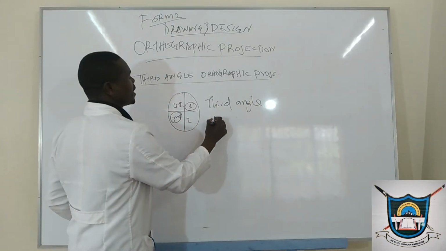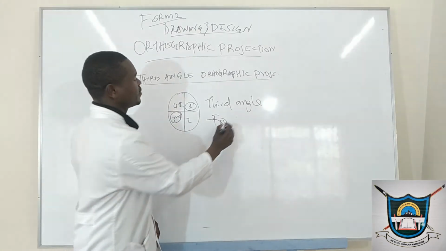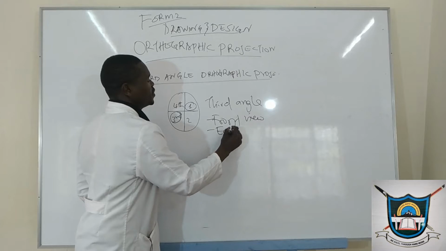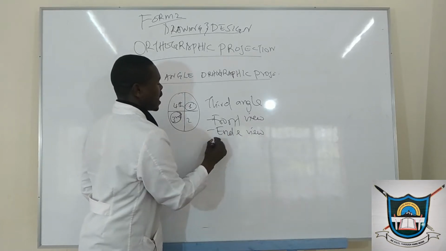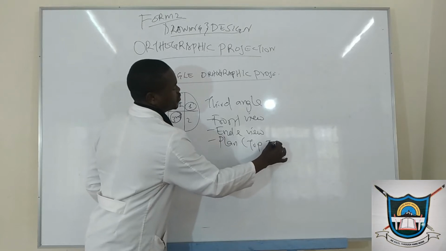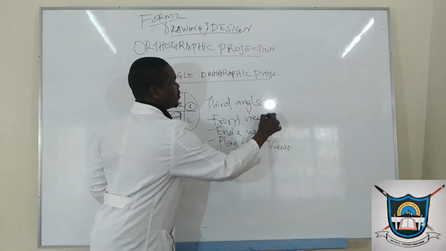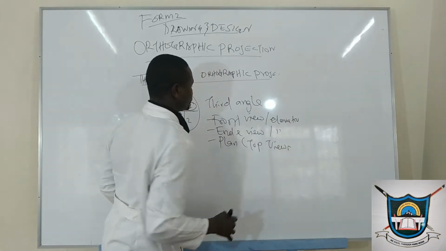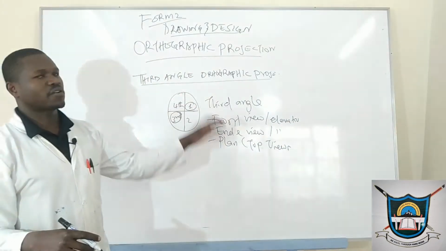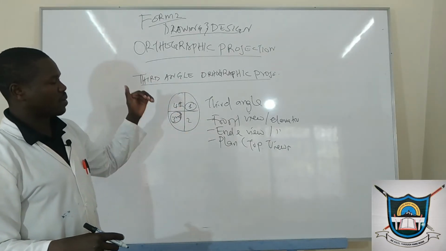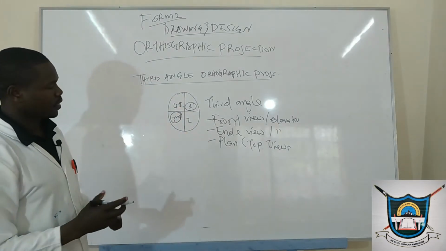Remember, we said we had the front view, the end view, and the plan, sometimes known as the top view. This word can be substituted by elevation. So you can talk of front view or front elevation, end elevation or end view. You can talk of a plan or top view.